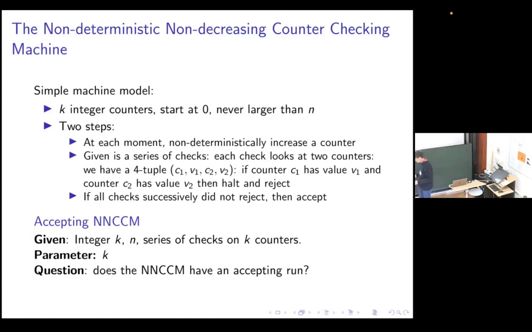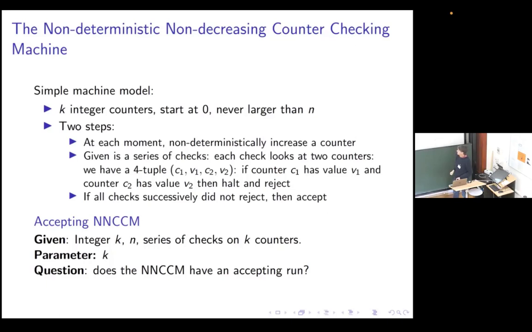Then at some time steps, I decide to do the next test from a sequence of tests, where every test is the following. I take one counter and a value, and another counter and another value. If the first counter has the first value and the second counter has the second value, then I stop and reject. Otherwise I continue, and if I didn't stop and did all the checks, then I accept. So it's quite a simple model, but it's very useful as an intermediate problem to show hardness in hardness proofs. And it's again the question: is there an accepting run?